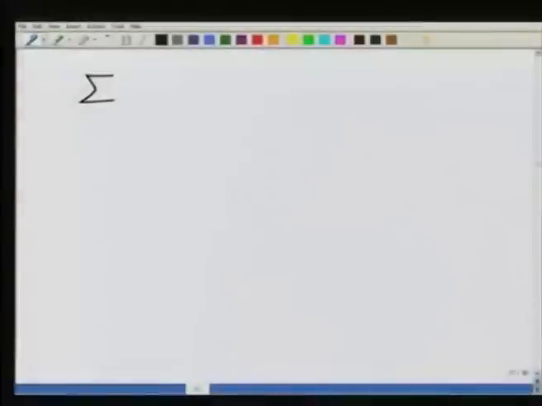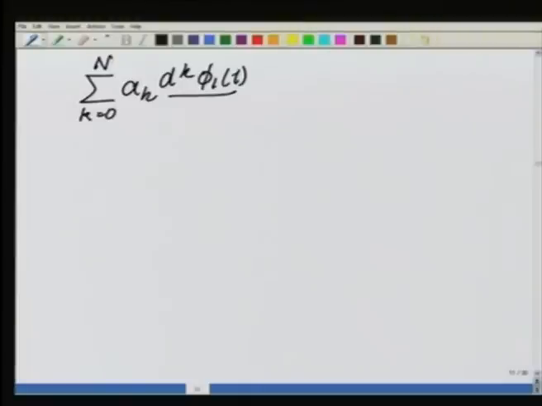We can demonstrate this very easily. We have not done this yet. Let us just do it. Let us take, well, what are our input facts for our argument? The facts are that we have this, since phi 1 t is a solution by assumption for the differential equation, this equals 0.